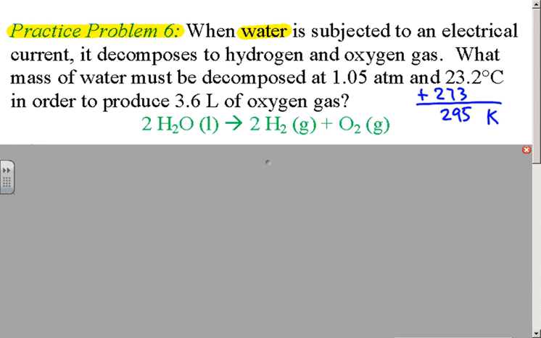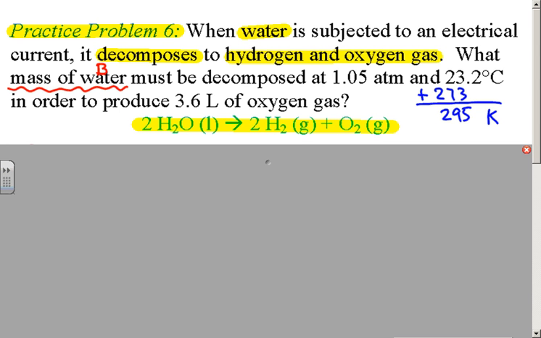Well, there's actually a process called electrolysis where you can do this safely and cause the water to decompose, to break apart, into hydrogen and oxygen gas. The chemical equation is given right here for that process. What we want to know is what mass of water. So this is what we're trying to find. This would be a mass of water. That would be like our chemical B because that's what we're trying to find.